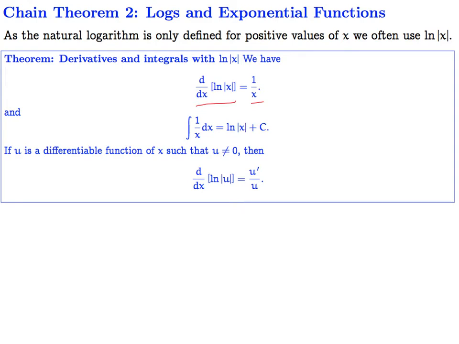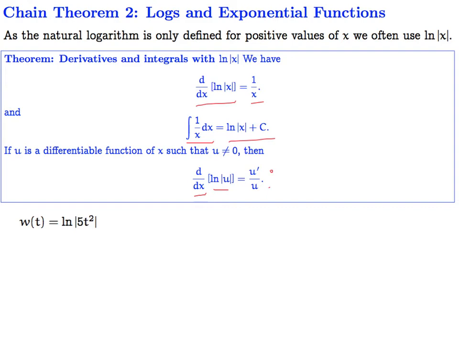But one of the nice things it tells us, because integrals and derivatives are practically inverses, is that we can take the integral of 1 over x dx and end up with the natural log of the absolute value of x plus c. And we also get the chain rule version down below. The derivative of the natural log of the absolute value of some function will be equal to the derivative of that function all over the original function.